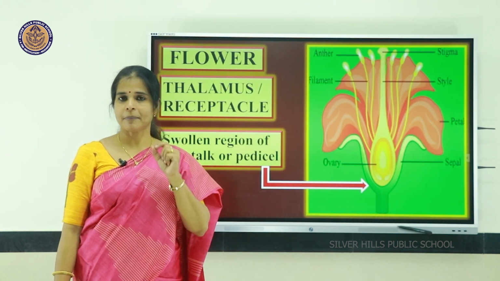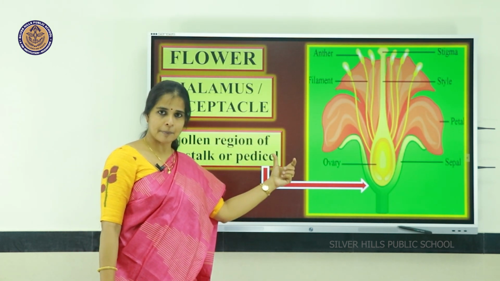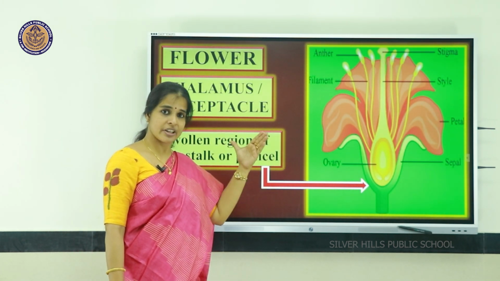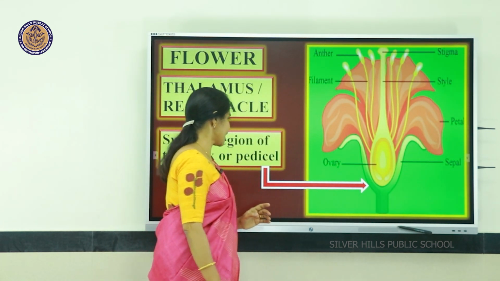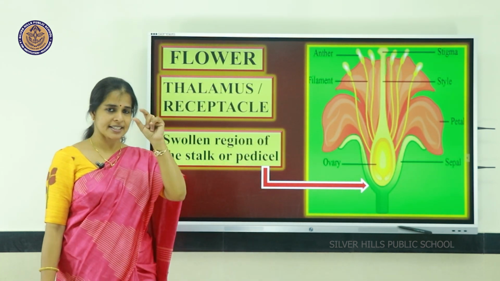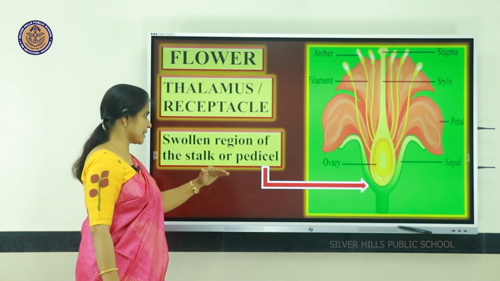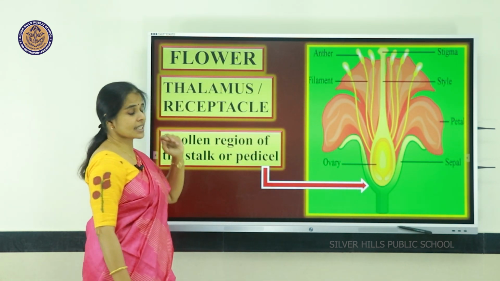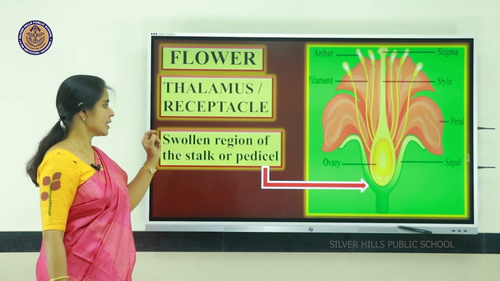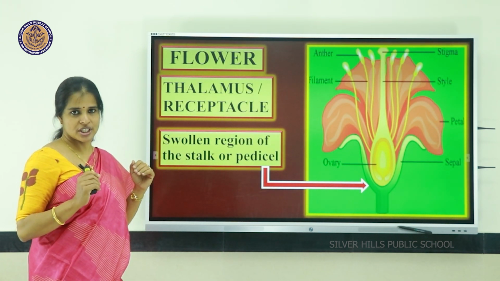It is developing from the axillary bud, or it is developing from the terminal part of a stem. Anywhere when a flower is born, it must have a stalk or pedicel, that is the attachment part. Just above the stalk or the pedicel, there will be a swollen region which we call thalamus or receptacle, from which the parts of the flower are originating.